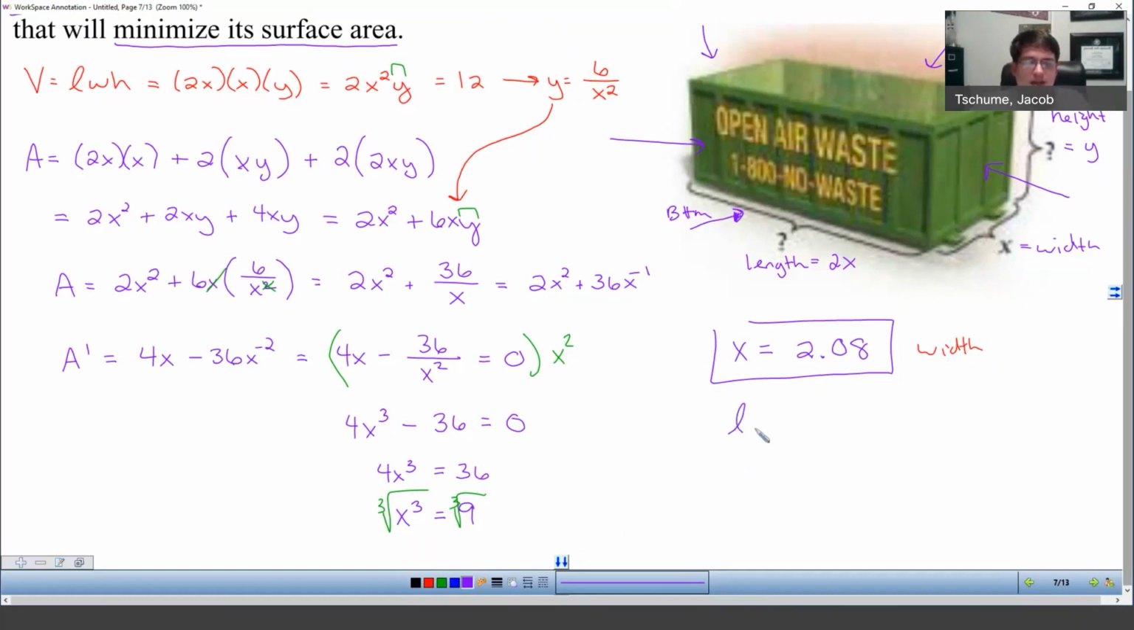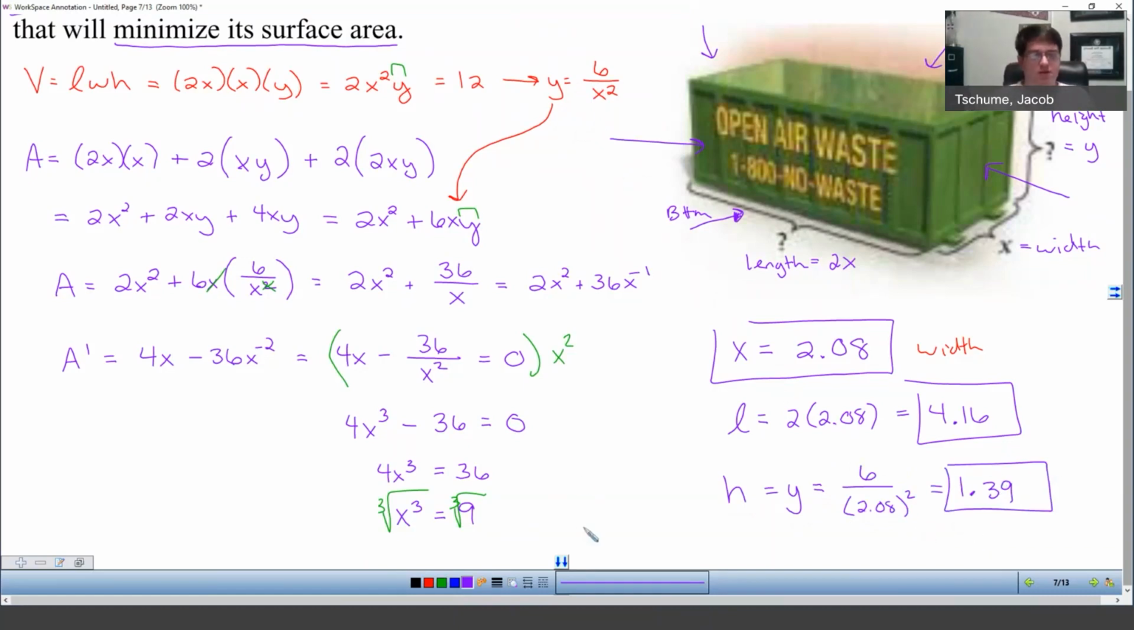If I want to find the length, remember the length is 2 times x, so I can do 2 times 2.08, which is 4.16, so that would be the length. And then the height is my y equation, so height is equal to y, which is equal to 6 over x squared. So that comes from the red formula at the very top. If I plug my x into that, that gives me a height of 1.39. And these are the dimensions of my big trash can up here, I guess, whatever they call it in the original problem, construction dumpster. This dumpster has dimensions of width is 2.08, length is 4.16, and the height is 1.39.